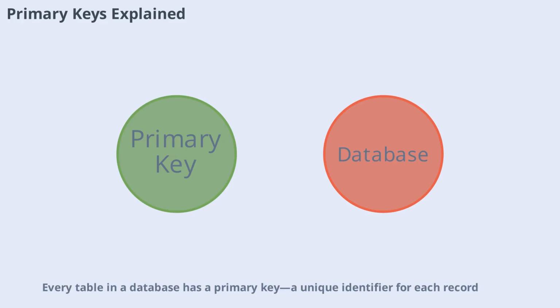Every table in a database has a primary key, a unique identifier for each record. This helps keep data organized and makes it easy to find specific entries. Knowing how to use primary keys is essential for managing and analyzing data effectively.